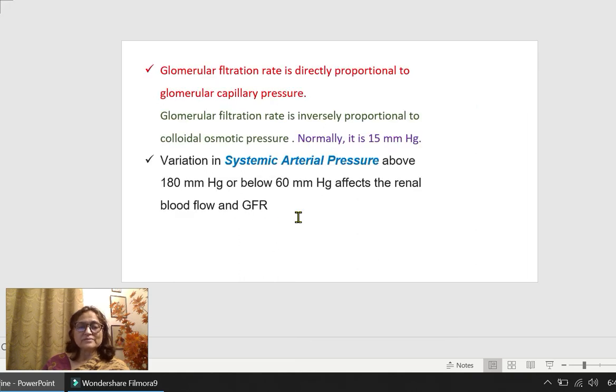Glomerular filtration rate is directly proportional to the glomerular capillary pressure. Filtration rate is inversely proportional to colloidal osmotic pressure. If the pressure of the protein particles is higher, then it will affect the GFR, it will decrease. Normally it is 15 mm of Hg. Variation in systemic arterial pressure, that is the blood pressure, if it is above 180 mm of Hg or below 60 mm of Hg, affects the renal blood flow and GFR.